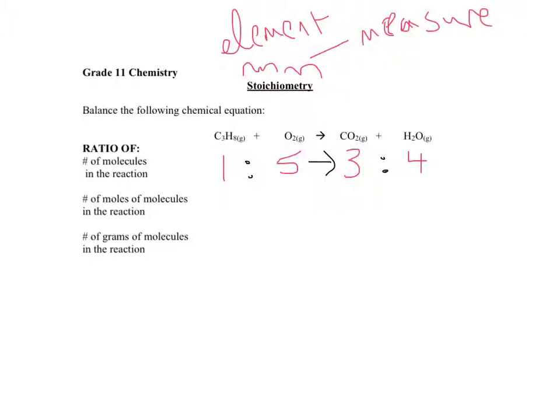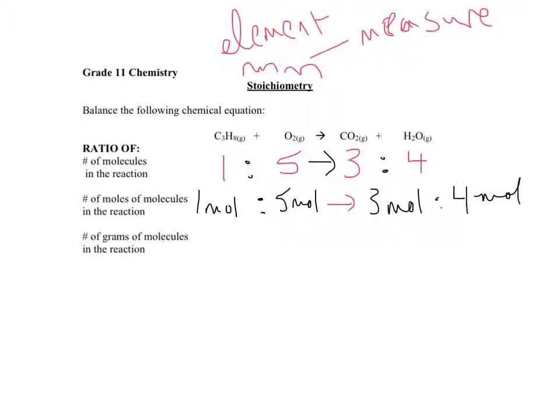If you think about it, you can expand this ratio. For every 1 mole of propane, you're going to have 5 moles of oxygen, and those are required to produce 3 moles of carbon dioxide for every 4 moles of water, and that ratio kind of keeps going. We can also look at the number of grams of molecules in each reaction.